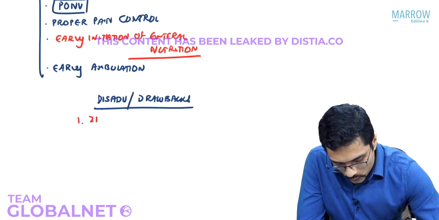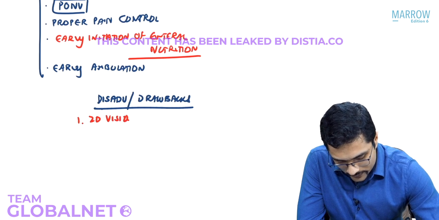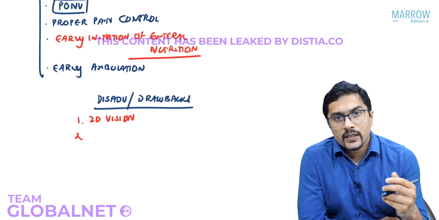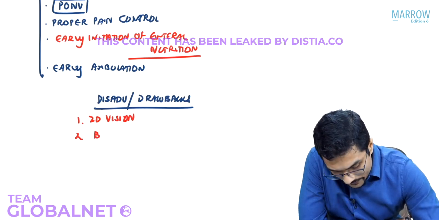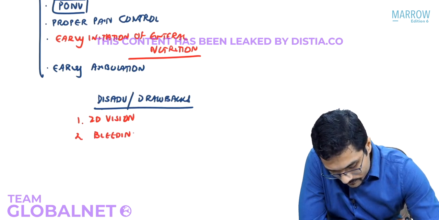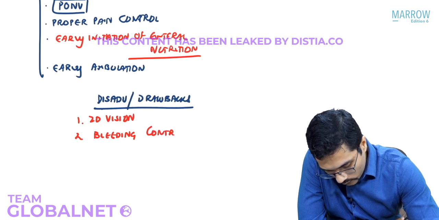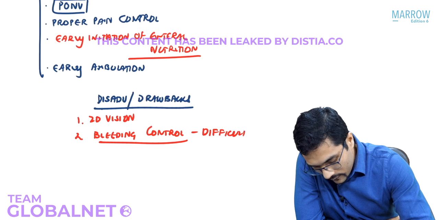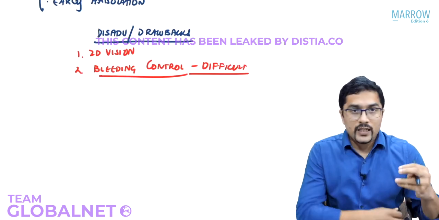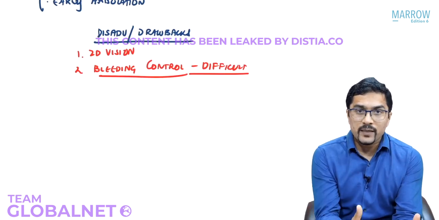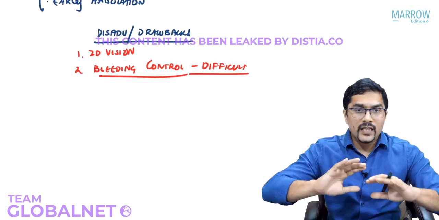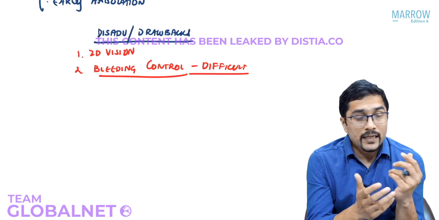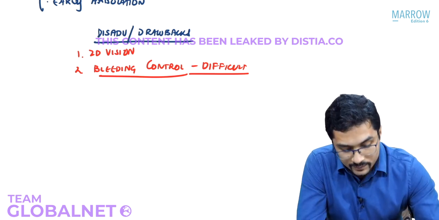Number one, you get 2D vision, right? So that is a problem. The second disadvantage is that bleeding control can be difficult. So during surgery, if you see that a vessel is bleeding, in open surgery, you can just pack it, you can hold the vessel and you can manage it. But in laparoscopic surgery, it can sometimes be difficult.